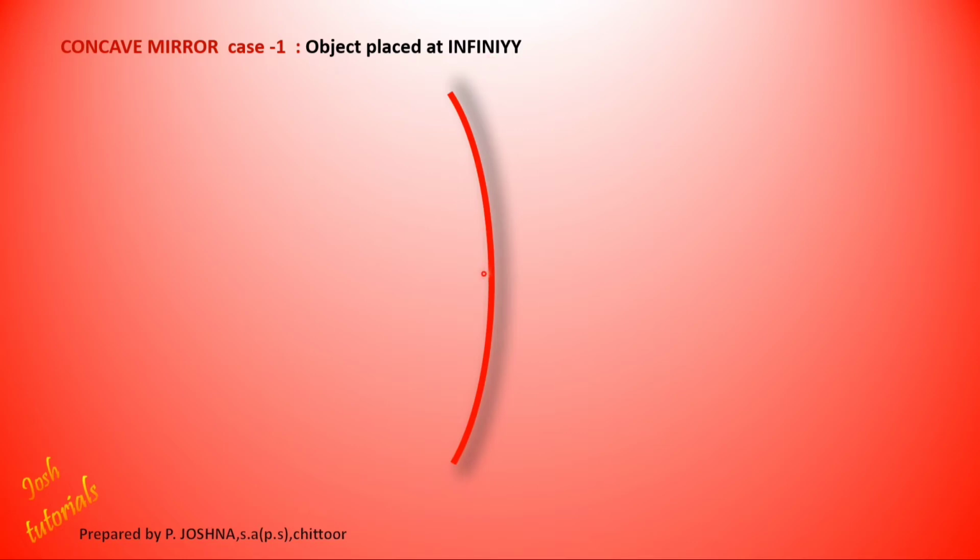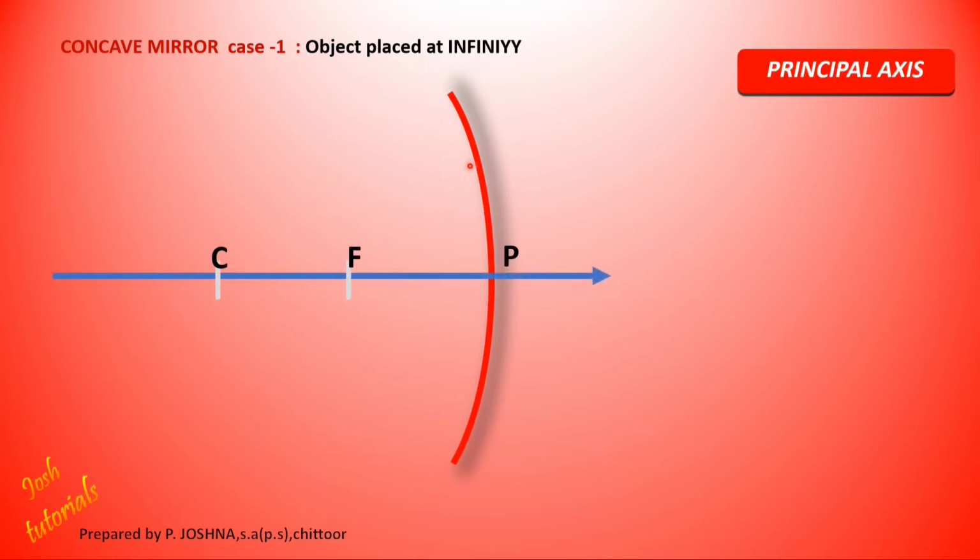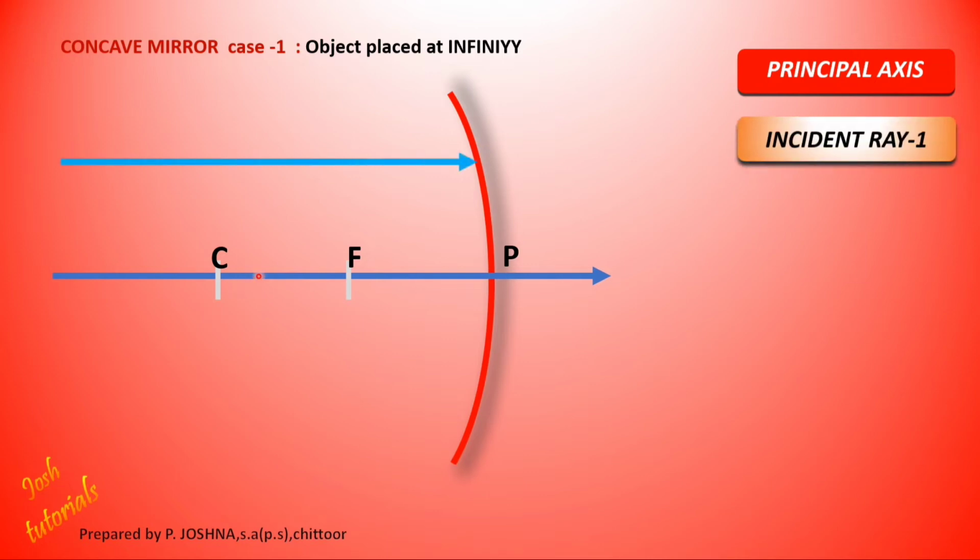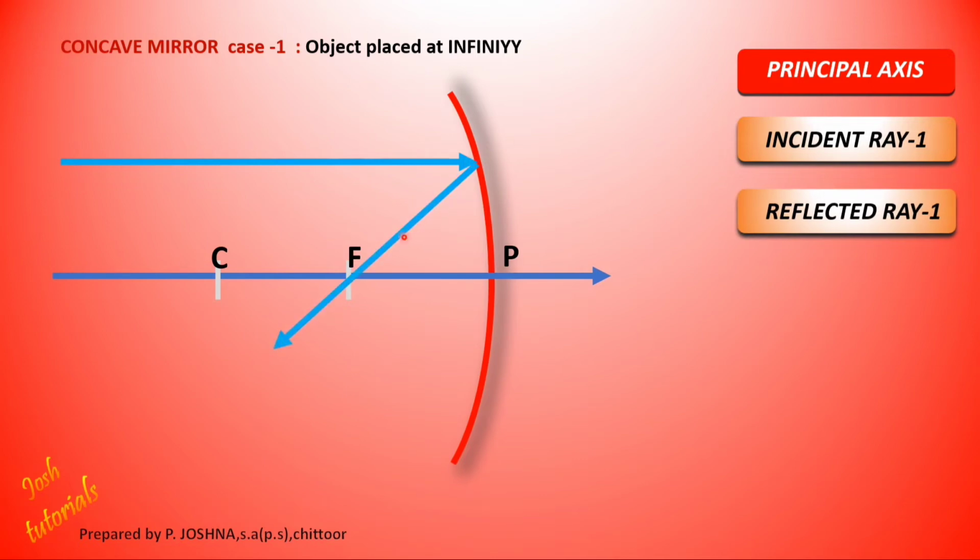That means it is at a long distance, maybe the sun or something else. First draw this mirror and the principal axis, and make even points from the pole to the focal point and from the focal point to our center of curvature. Make equal distances. Now, as our object is at infinity, we cannot see it. The first ray from the far point is coming in a parallel direction. As it is at infinity, the rays will be parallel. As it is parallel, the reflected ray passes through the focal point.